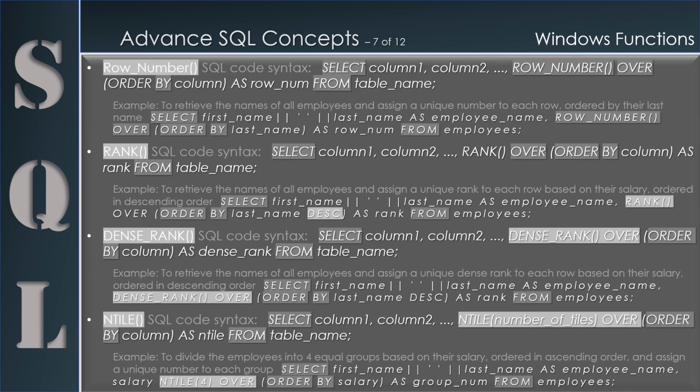In this section, you can see how to use these window functions in select statements, and how to write the SQL code for row number, rank, dense rank, or ntile.